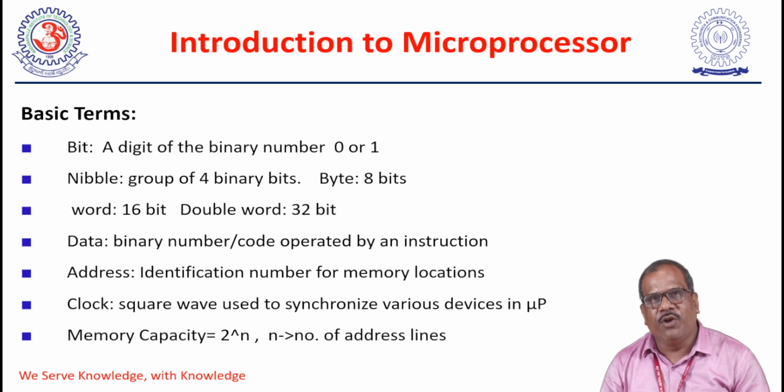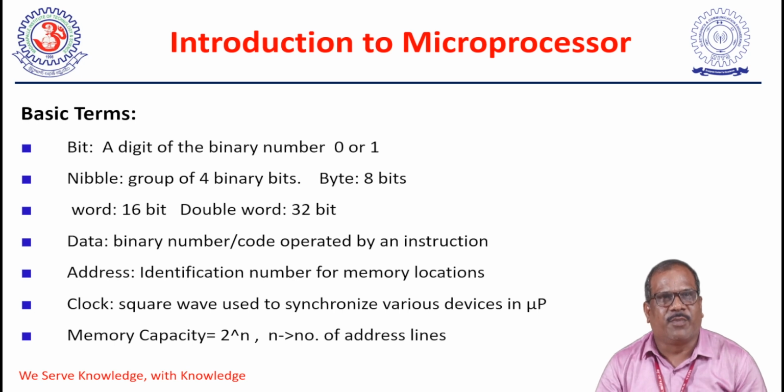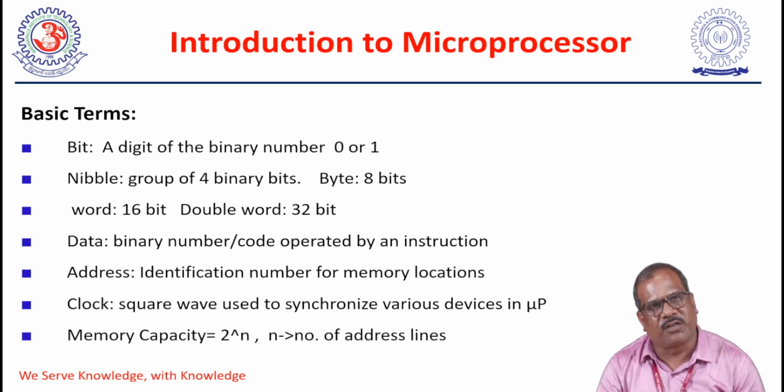When we design a product with the help of a microprocessor, some basic notations are required, the basic terms in microprocessor. A bit is a single binary digit, either 0 or 1. A nibble is a group of 4 binary bits. A byte is a group of 8 binary bits. A word is a group of 16 bits. A double word is a group of 32 bits. So these are the notations.